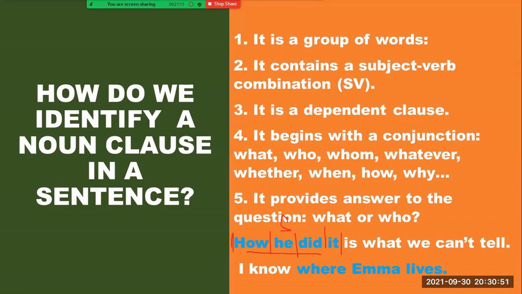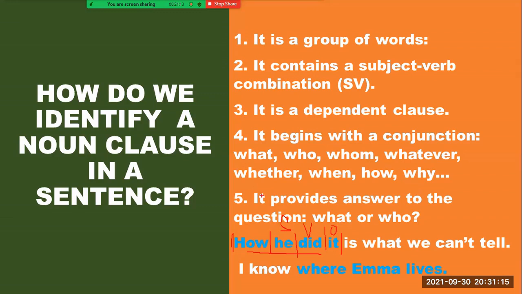Okay. Did is the verb. All right. It, of course, is the object. So this sentence has SVO structure. But again, you will have the subject-verb combination. That is one other thing that enables us to identify a noun clause.